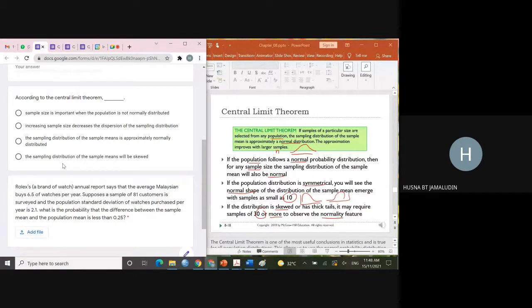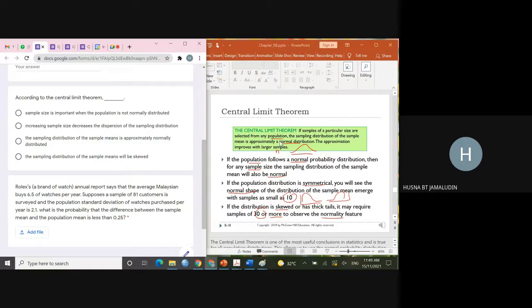So which one? Which answer do you think is close to explain the central limit theorem? Number 3. Okay, so let's see what central limit theorem says.